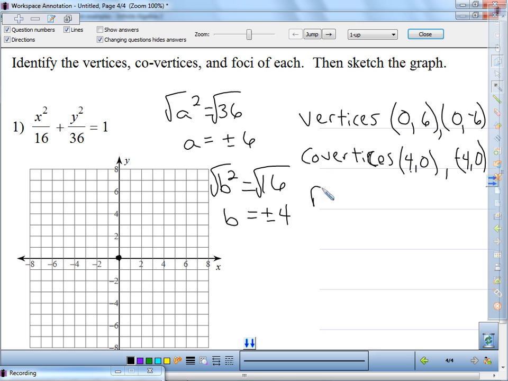And the last thing, we really don't need this to graph it, but we're going to go ahead and find it. This one's a little bit more involved. We have to remember our little formula. c squared is equal to a squared minus b squared. For this one, a squared was 36. b squared was 16. So what's 36 minus 16? It's 20.